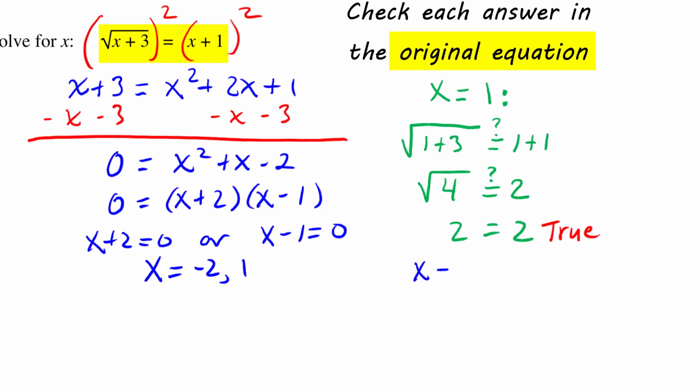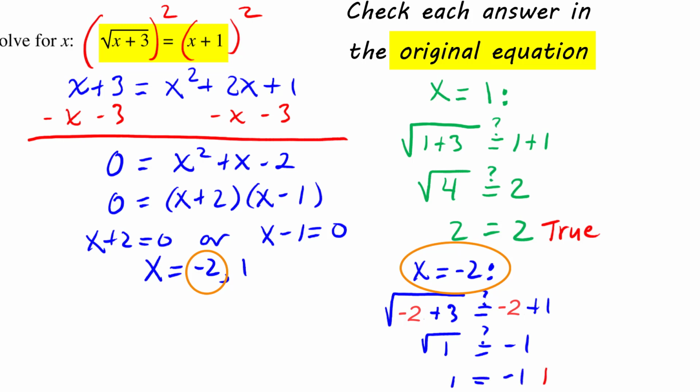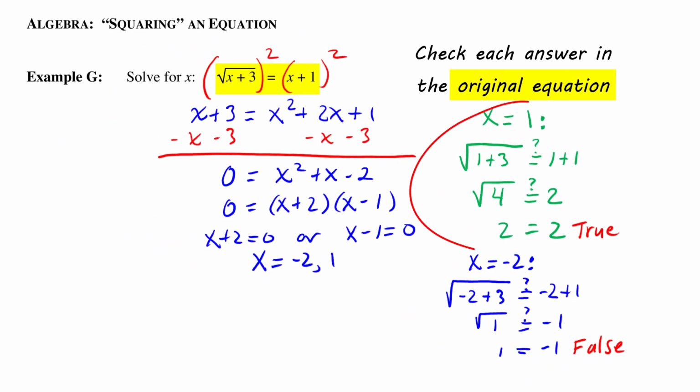Let's now put in x equals negative 2. Square root of negative 2 plus 3 equals, or does it, negative 2 plus 1. That's the square root of 1 equals, question mark, negative 1. Oh, well actually, no, they're not equal. It's a good thing we checked. Because what we have here is one value of x that makes it true, that's a solution, and another value of x that makes it false.